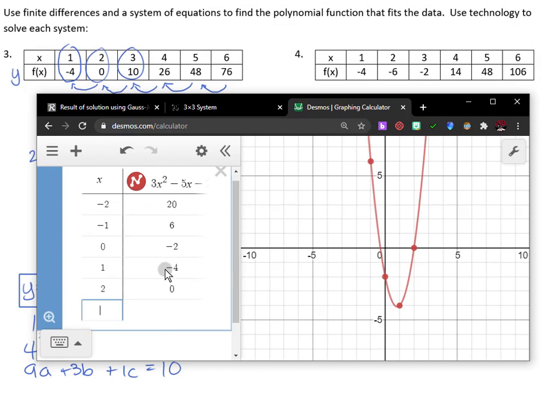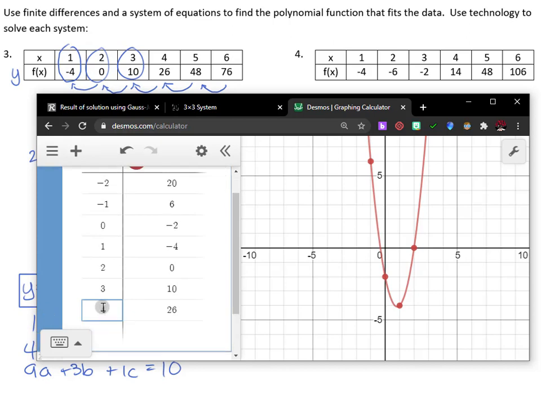But notice 1 is at negative 4. That matches. 2, 0. Let's try 3, should give us back 10. Nice. 4 gives us 26. 5 is 48. 6 is 76. We did it. We found the quadratic that goes through all of those points.